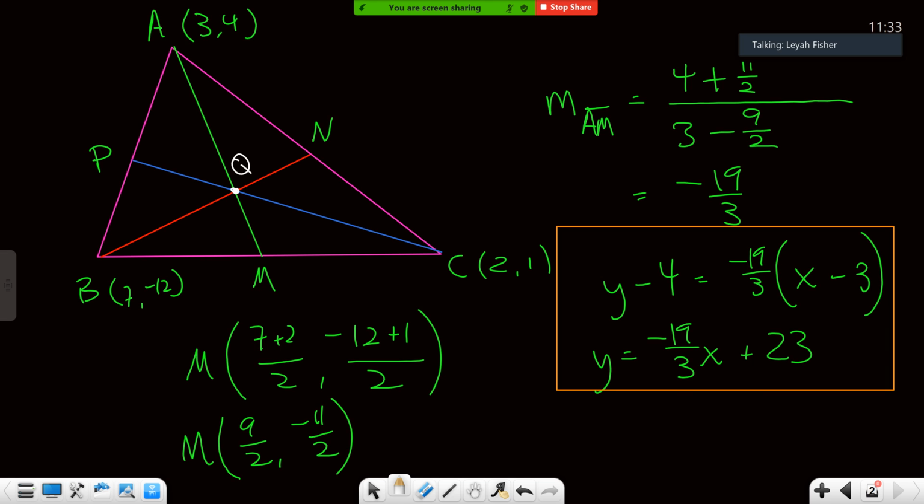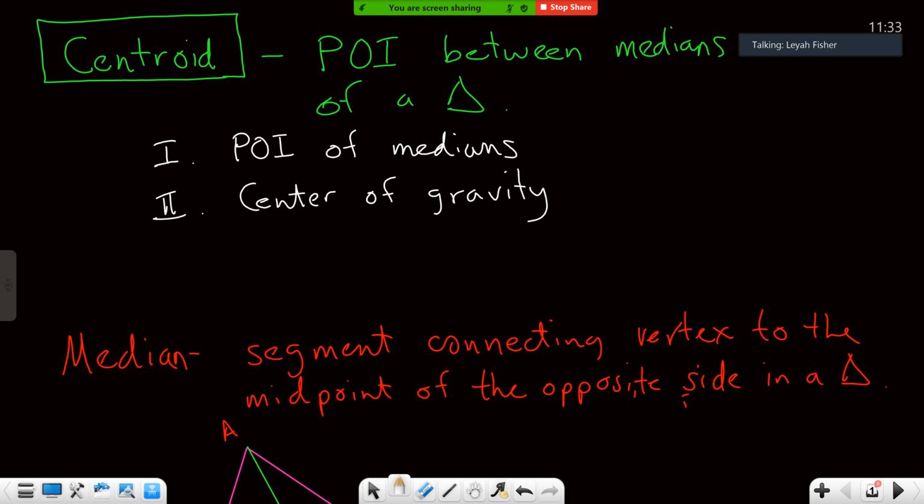Can you please go back to the properties of the centroid? Sure. There you go. Thank you. One of the things we talked about yesterday with the circumcenter is that we don't need all three. You just need two.